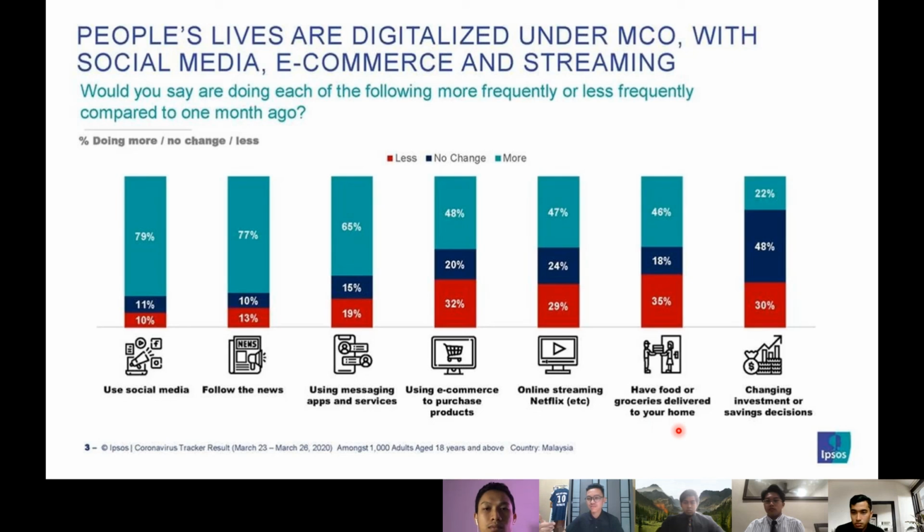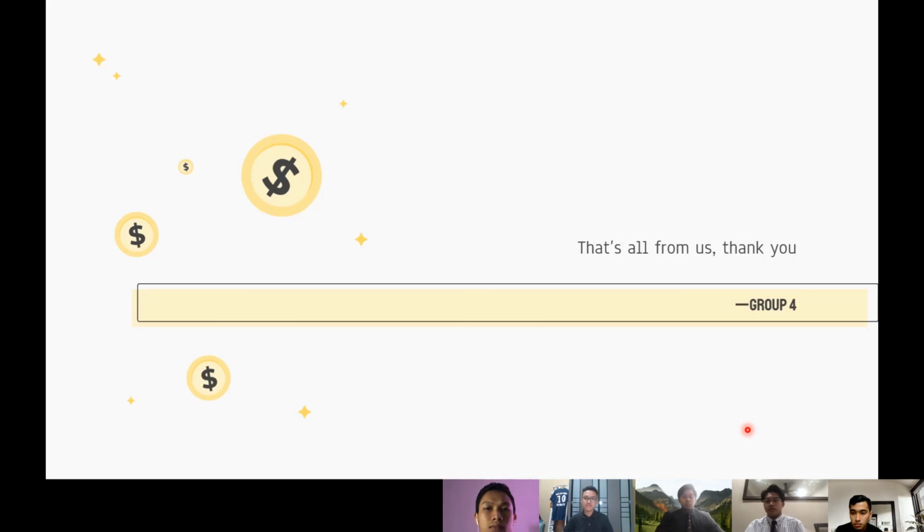Groceries such as fish and vegetables, they're more likely to order online such as from Tesco and many more, changing their investment or saving decisions. They will spend a little amount of money because they want to save it for future use. That's all for the effect of COVID-19 on consumers. That's all from us.